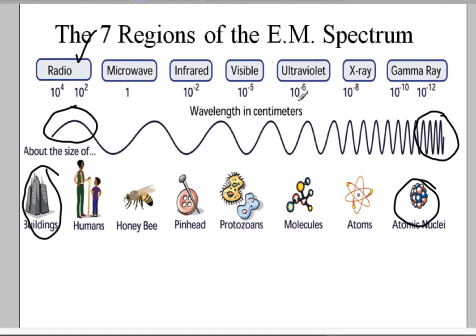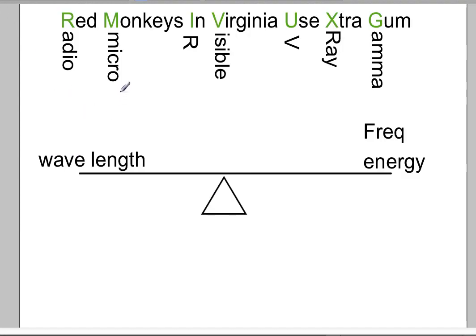How do we remember all this? Easy way is: Red monkeys in Virginia use extra gum. Red monkeys in Virginia use extra gum. What does that mean? Radio comes first, then micro, infrared, visible light, which ultimately, when you think about visible light, you have to understand that that's ROY G. BIV.